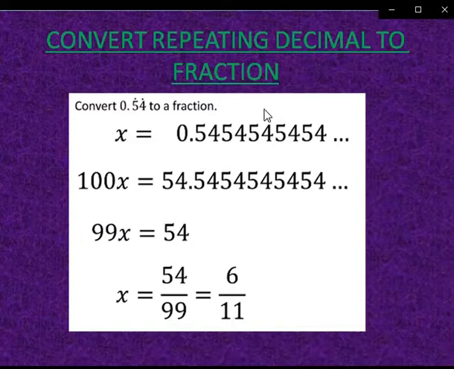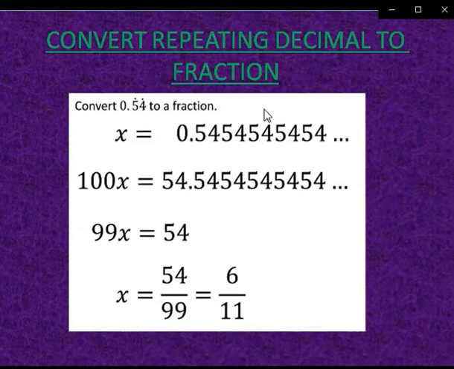First step, you will say that x equals the repeating decimal 0.54, 54, 54. Then I will ask myself how many digits of the part after the decimal point are repeated. We have 2 digits, 54, 54. 2 digits are repeated here. So I will multiply both sides by 100 because the repeated part is 2 digits.